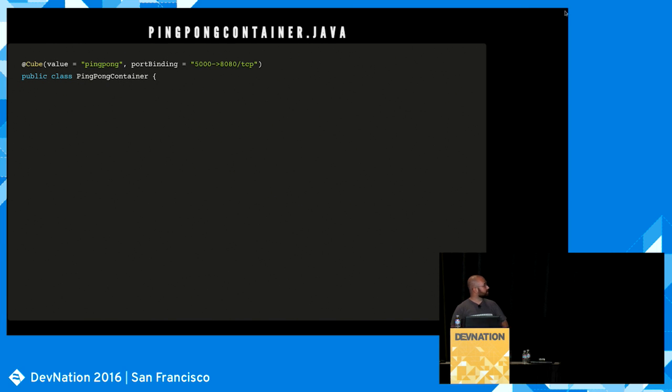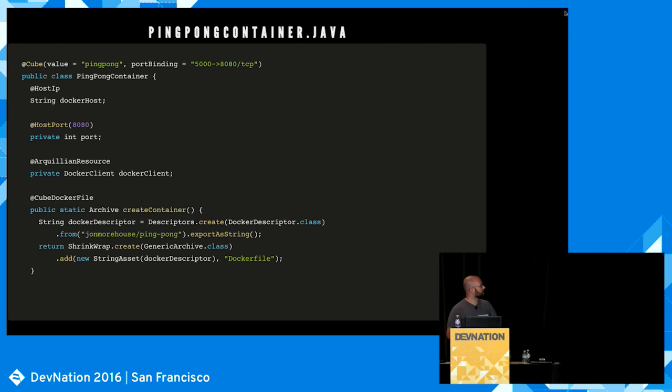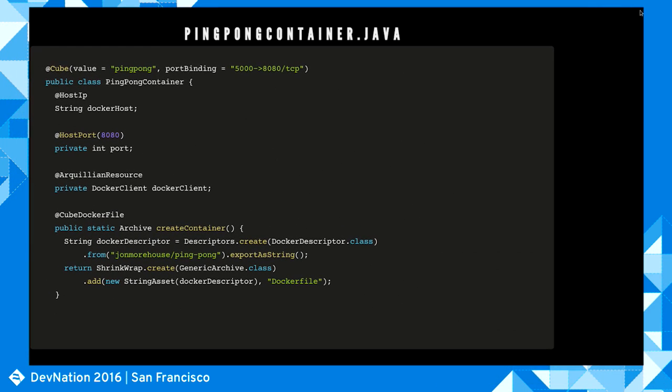So this is how it looks like. So we have our cube, which is the container we have, which we name ping pong, and this is the port mapping or binding. Then again, we can inject the host IP, like in the previous example we could. We can also have access to the port and the Docker client, which is our low-level entry or the gateway to the Docker container.